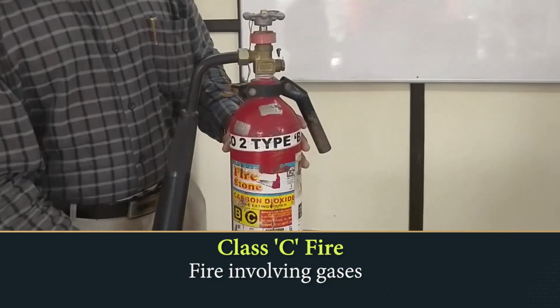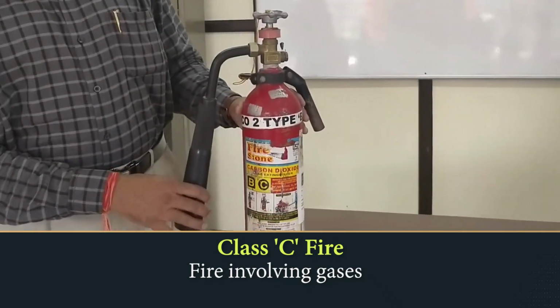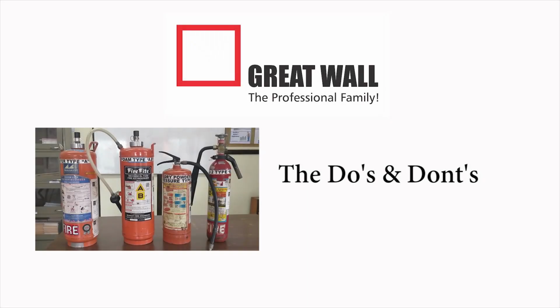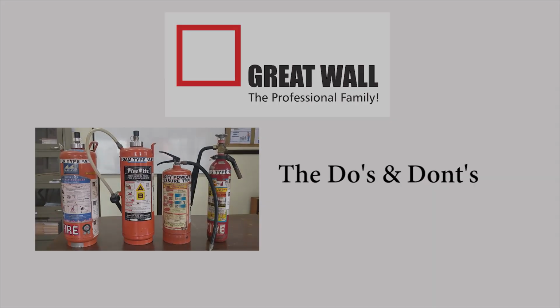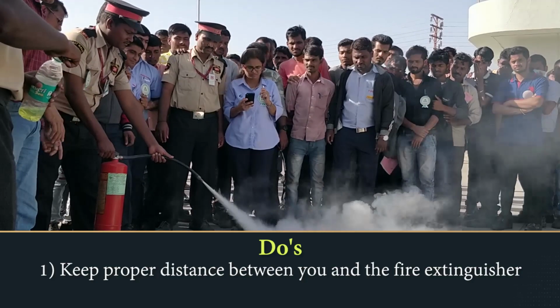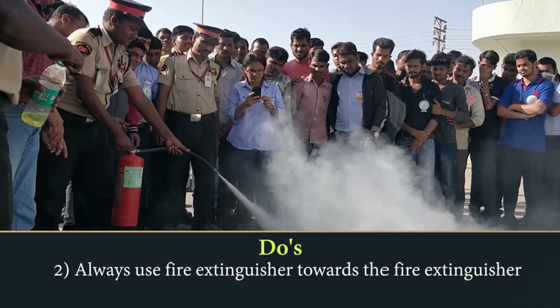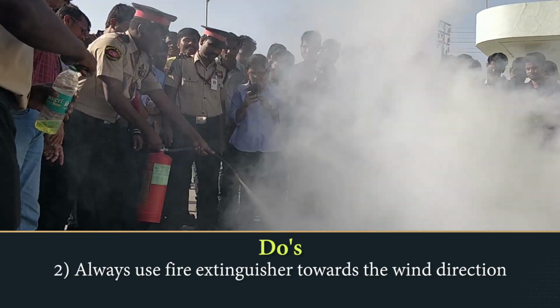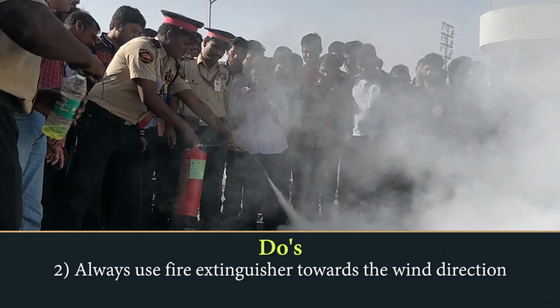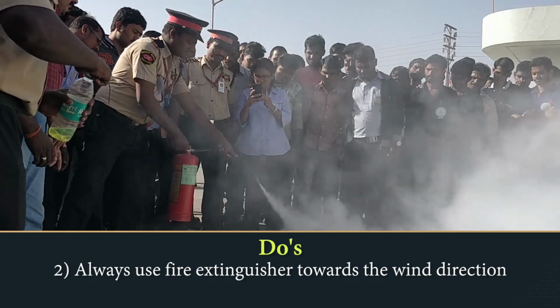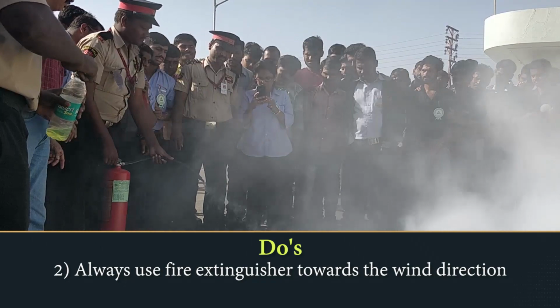Before we learn how to use the fire extinguisher, let's first see the do's and don'ts of the same. Do's: keep proper distance between you and the fire extinguisher. Always use fire extinguisher towards the wind direction so that when you swipe the extinguisher, the chemical would not come at you and affect you.